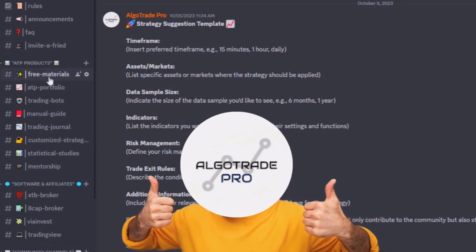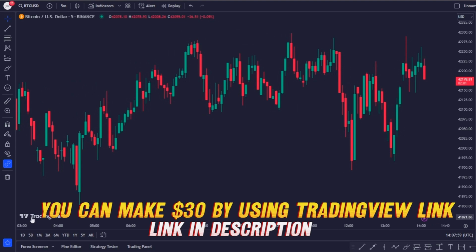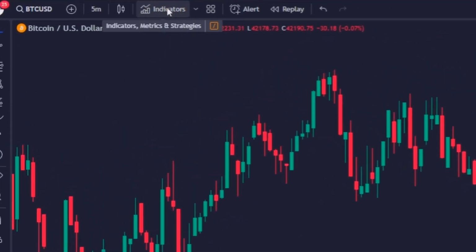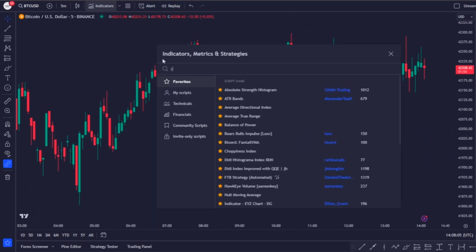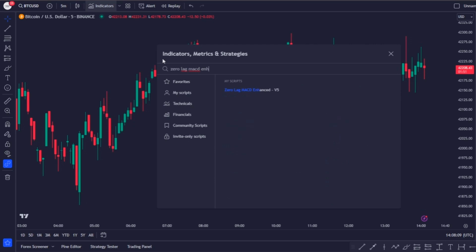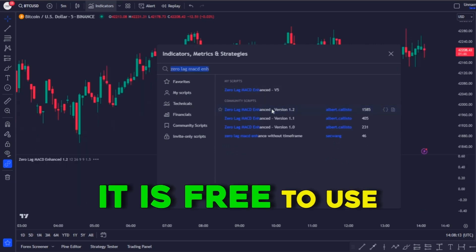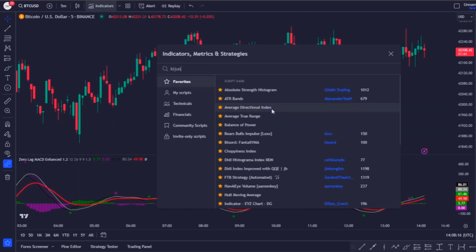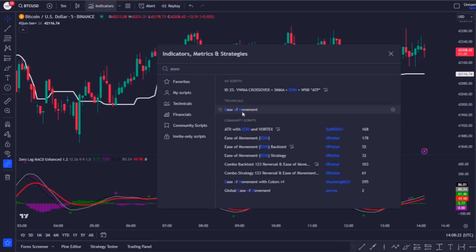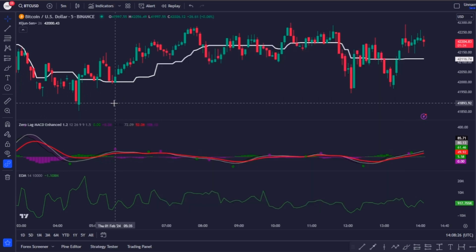As usual, this strategy will be analyzed and tested on TradingView. Let's add to the Indicators tab, click on it, and the first indicator you will need to search for is the Zero Lag MACD Enhanced version 1.2, and you can pick this one. It is free to use. Next, let's type Kim Jong-sun, and you can use this one. And finally, let's insert the Ease of Movement, a volume indicator provided by TradingView. And that's it. Now let's analyze each indicator.